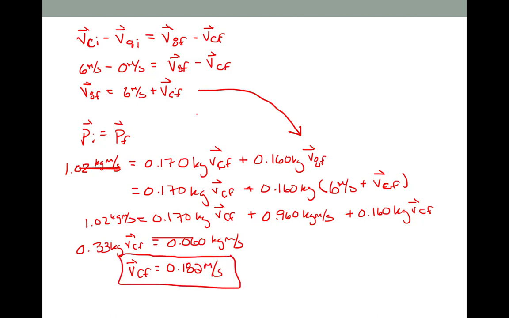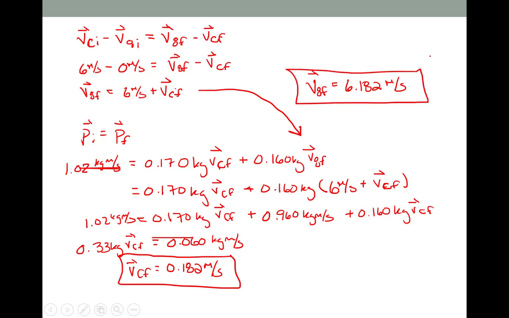And now that I have this, I can come up here and say V8 final equals 6 plus 0.182 meters per second. So that's 6.182 meters per second. This concludes this part of Unit 13. In the next unit, we are going to look at multidimensional collisions.